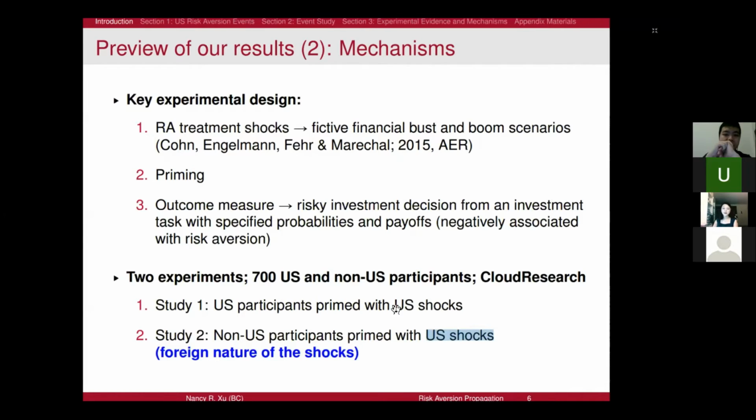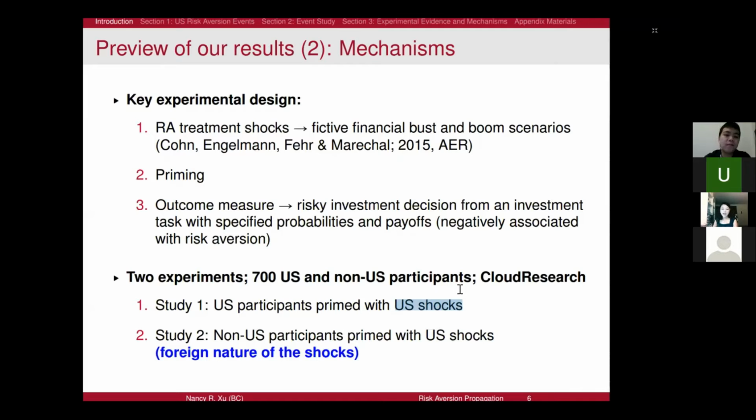So you can see this experiment strongly mimics what happened in the empirical section, where you are seeing the same shock, but US and non-US participants may have different behaviors, and why. So imagine, right, you're in Vietnam, so you are seeing a US shock, versus I am in the US, I'm seeing a US shock. So what's the main difference between the nature of the shocks? For me, US shock is the domestic shock. But for you, right, US shock is a foreign shock.